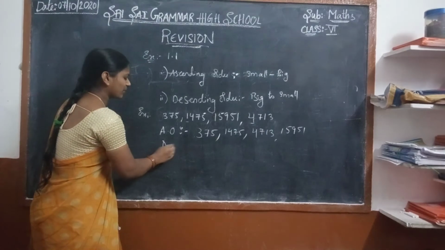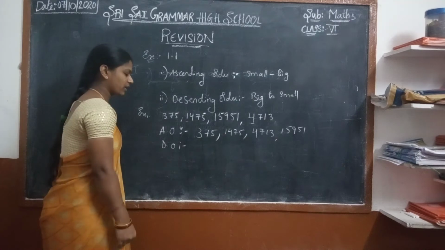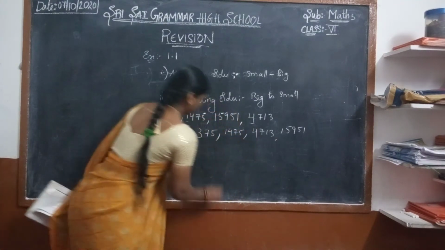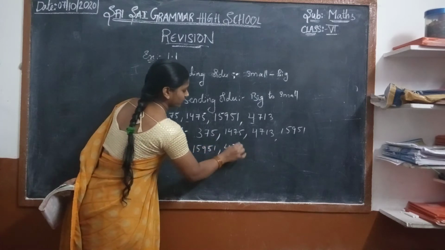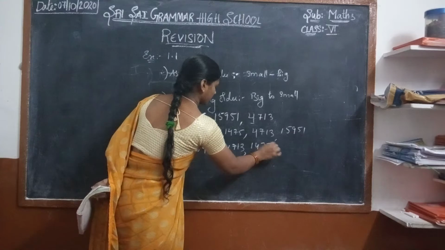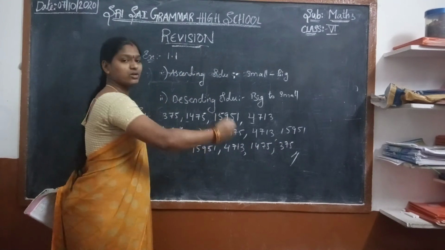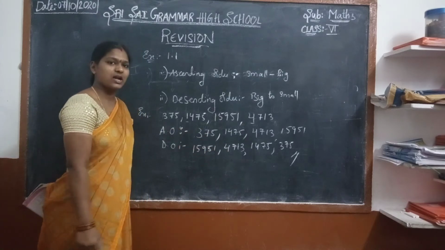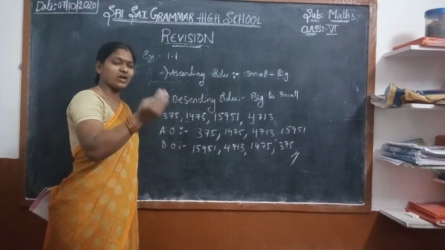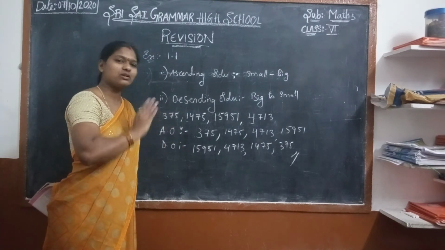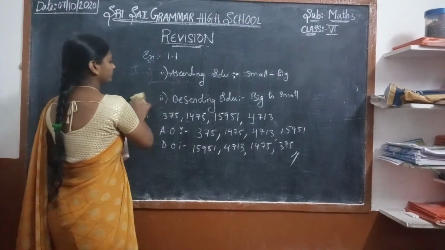Now the same numbers we can write in descending order. See: 15951, 4713, 1475 and also 375. This is descending order, from big to small. Understood how to write in ascending and descending order? Whatever numbers they have given, you have to arrange them from small to big and big to small. This is nothing but ascending and descending order. So let us move to the next problem.